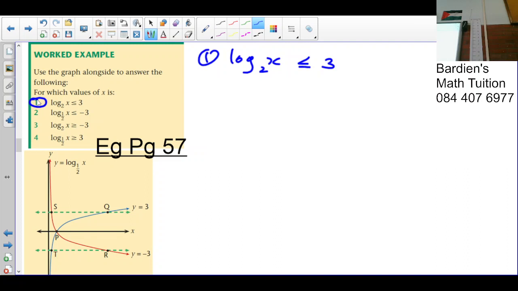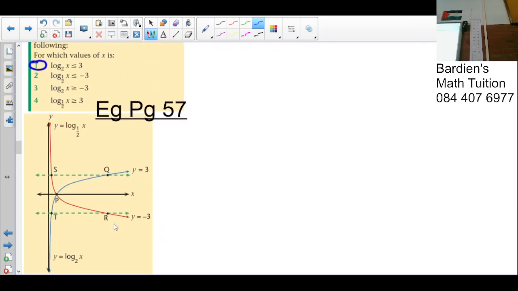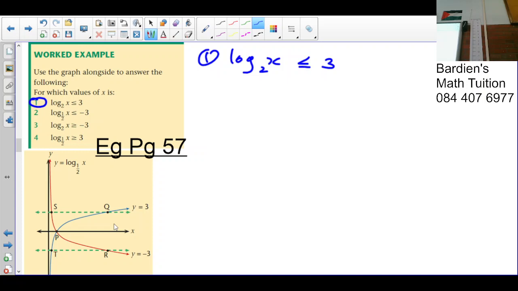Log x base 2 is which graph? The graph in blue, sorry. Can you see here? Can you all see? This is the log x base 2 graph. Okay. You all okay with that? So I'm going to draw the graph because the graph looks very busy. Okay. So I'm going to take down what I need.